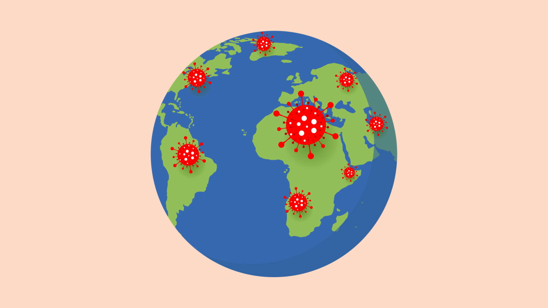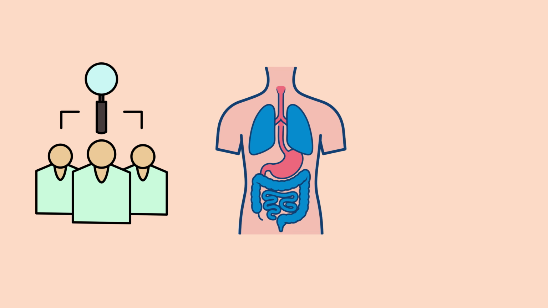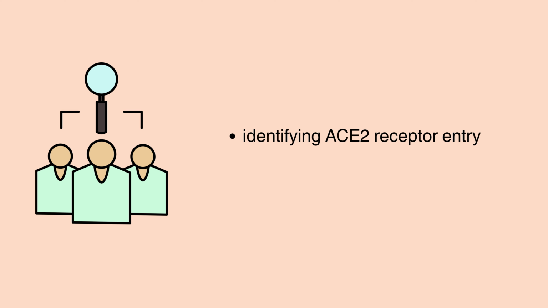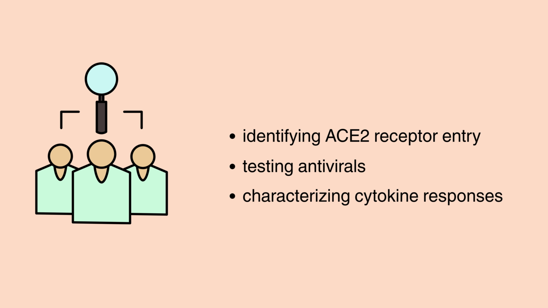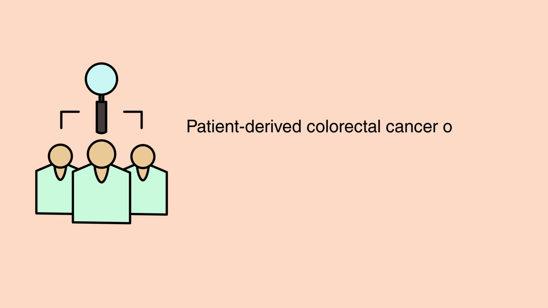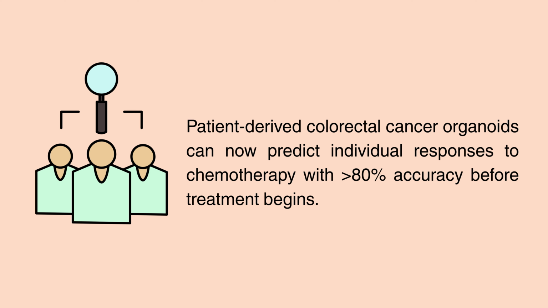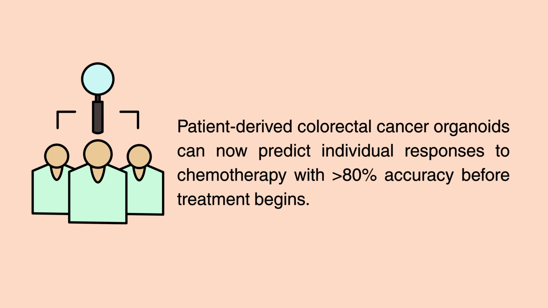During the COVID-19 pandemic, research teams used human lung and intestinal organoids to study how SARS-CoV-2 infects cells, identifying ACE2 receptor entry, testing antivirals, and characterizing cytokine responses, all without patient exposure. Patient-derived colorectal cancer organoids can now predict individual responses to chemotherapy with greater than 80% accuracy before treatment begins. This is personalized medicine becoming real.